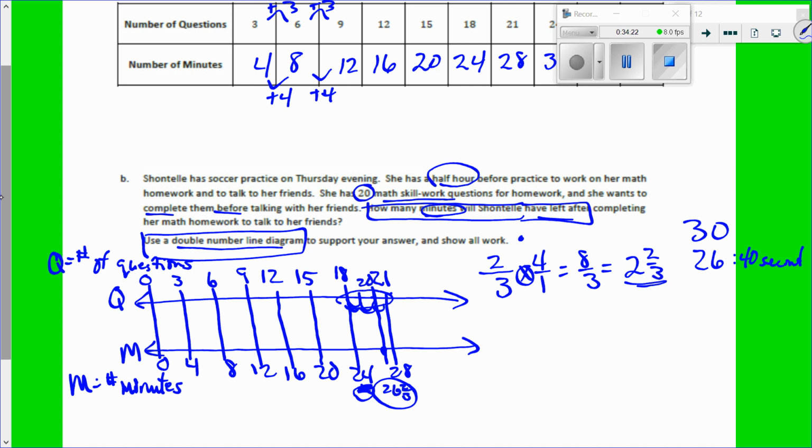So Chantel will have 3 minutes, 20 seconds left to talk.